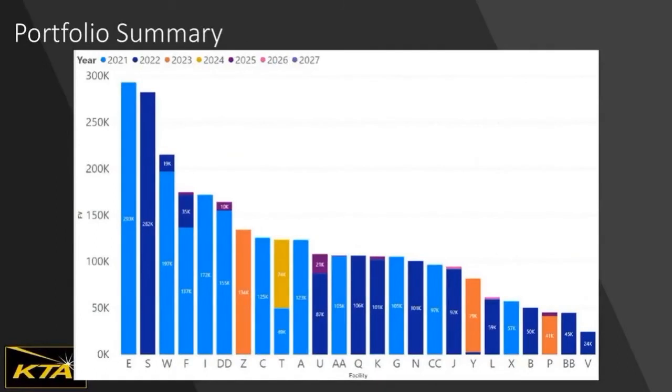Another portfolio summary example. It may be necessary to summarize the fleet in terms of future value cost of maintenance required for each facility. So in this graph, we see facility E would require $293,000 in 2021. But if we move down the graph to facility W, it requires $197,000 in 2021 and $19,000 in 2022.